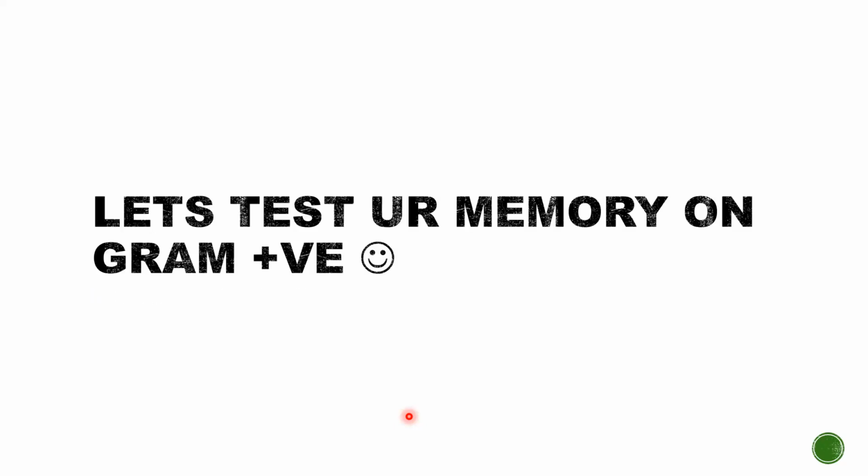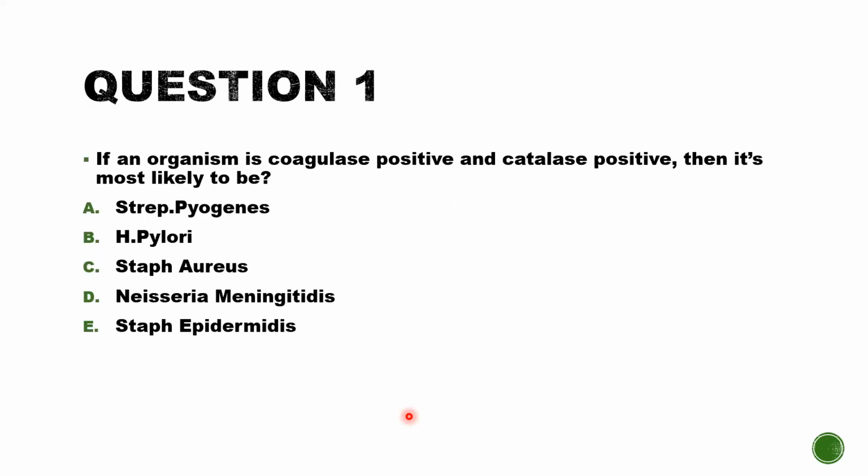Okay. Now I'm gonna just add some questions to make sure that gram-positive in general is understood because we finished gram-positive. So let's go to the first question. These are all from past exams, by the way, so they're very accurate questions. Okay. If an organism is coagulase positive and catalase positive, then what is it most likely to be?